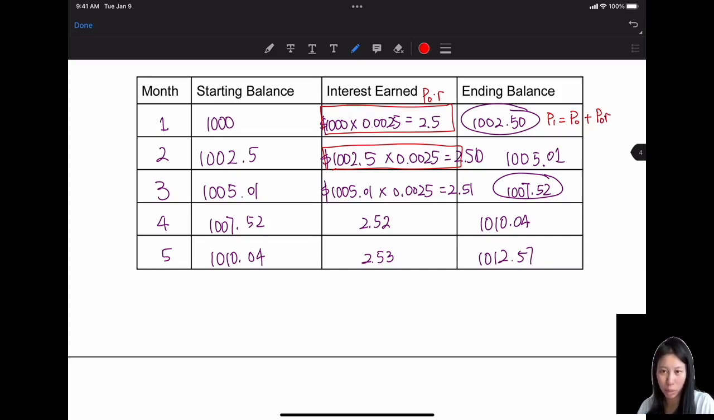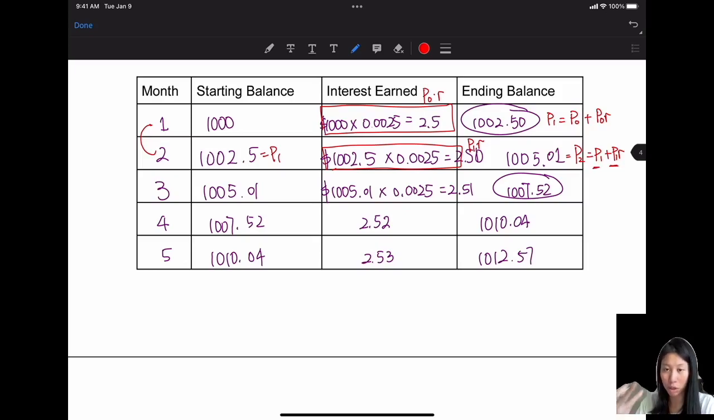And then for the second month, we have what? Our starting balance becomes P sub 1, right? Which is what we had after the first month. So we have P sub 1 times R. So our ending balance, I would say P sub 2, because it's the second month, is equal to P sub 1 plus P sub 1 times R. That's the interest, and that's the starting balance.